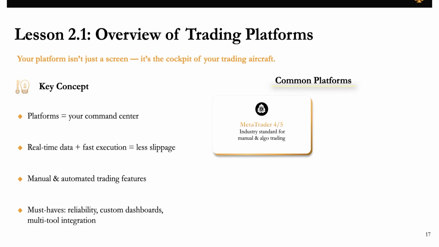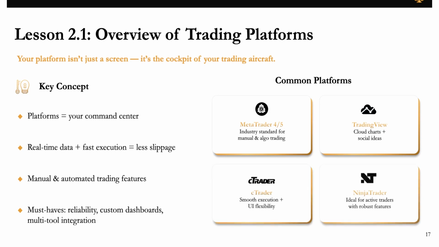The common platforms that we've seen are MetaTrader 4/5, the industry standard for manual and algorithmic trading. TradingView, this is the one I love. Cloud charts plus social ideas. TradingView is where the majority of traders do their analysis. Then cTrader, and then you have NinjaTrader. The big one is really TradingView.